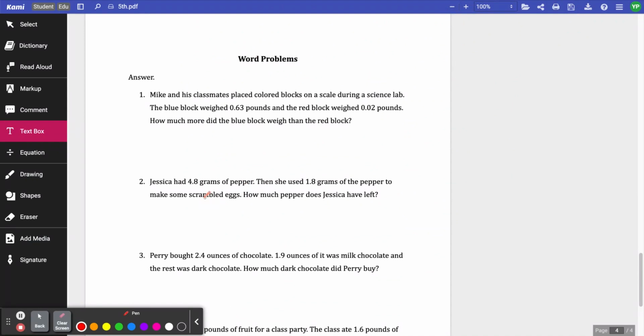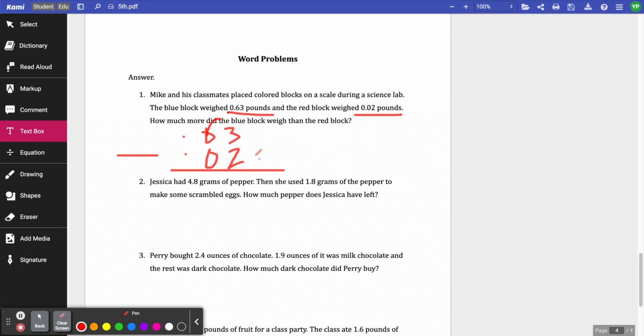So now let's look at word problems. Number 1, it says Mike and his class placed color blocks on a scale during a science lab. The blue block weighed 0.63 pounds and the red block weighed 0.02 pounds. How much more did the blue block weigh than the red block? So the blue weighs 0.63 and the red one weighs 0.02. And it's asking how much more did the blue block weigh than the red block, and that means you're going to subtract. So 0.63 minus 0.02.